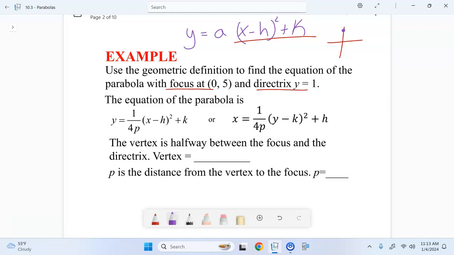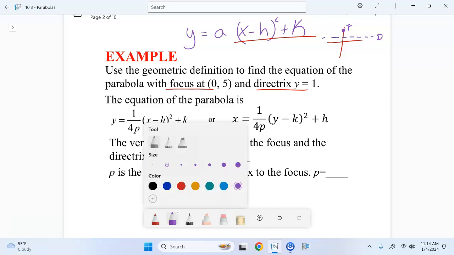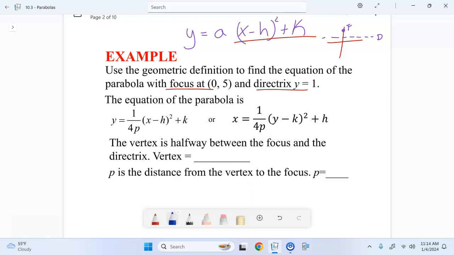Is that going to be above or below the point that they gave us? It's going to be below, right? So here's our directrix, and here's our focus. The directrix is going to be on the opposite side of the vertex as the focus. Our parabola always opens in the direction of the focus. Our vertex is going to be halfway between the focus and the directrix, and it's going to open in the direction of the focus. So I know my parabola opens up.